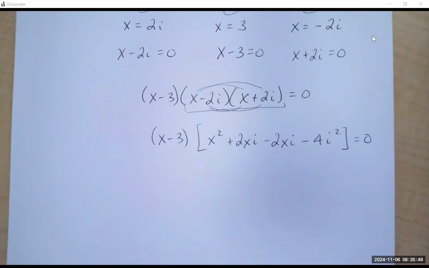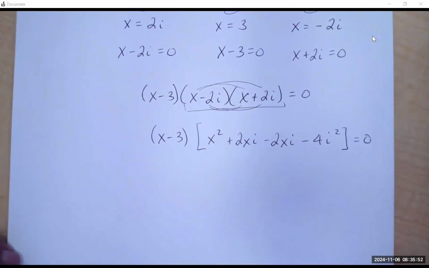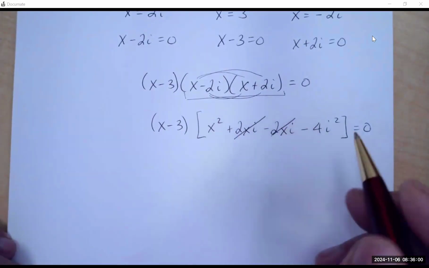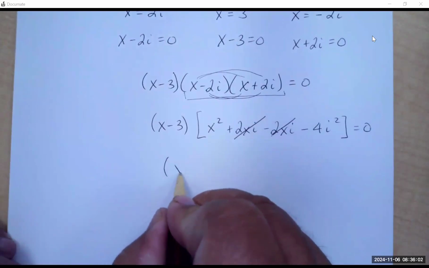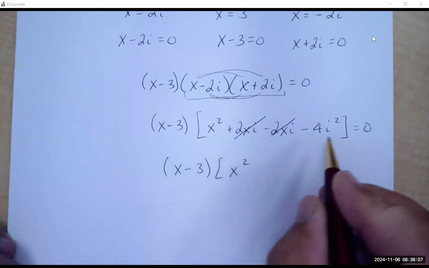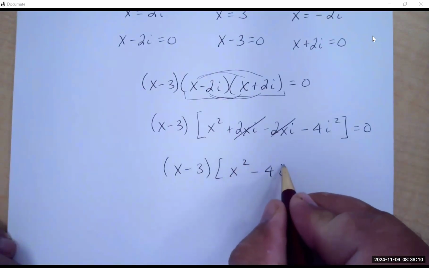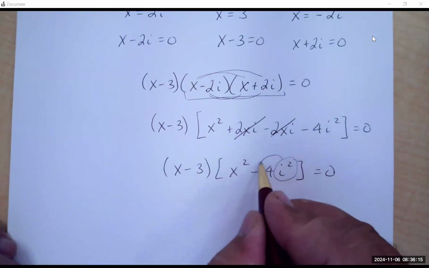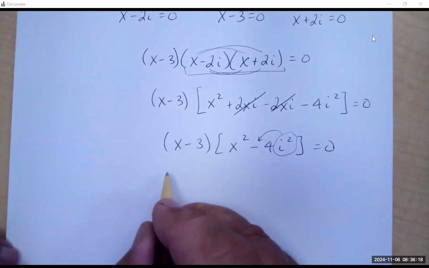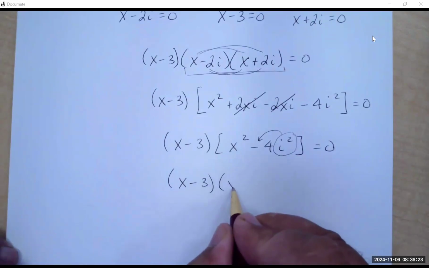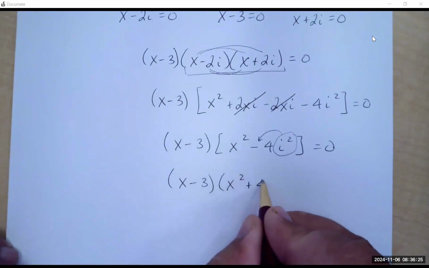By this time, multiplying these together should not be any problem. That's why I'm not wasting any time going over it too deep. We should know how to FOIL. Combine like terms, the middle terms cancel. x squared minus 4i squared. The i squared changes the sign of the coefficient in front of it. x squared plus 4.